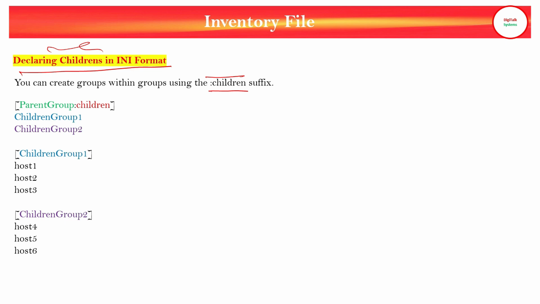Okay, now what does it mean? For example, we have defined a parent group. You need to define a parent group name, then colon children, and here you can define the group names. So in the basic format, what we have learned, we have a group. Inside the group, we have defined multiple servers.